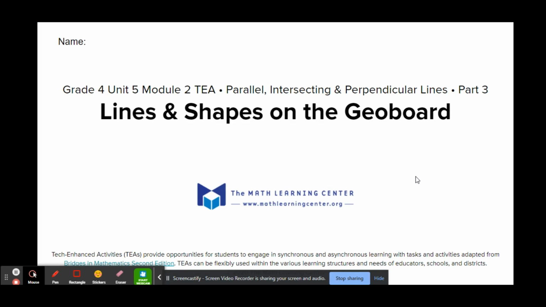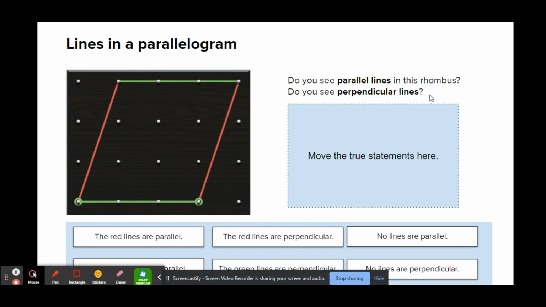So that brings us to our assignment for today. Lines and shapes on the Geoboard. It says we've got a parallelogram here. Do you see parallel lines in this rhombus? Do you see perpendicular lines? So down at the bottom, you're going to pull up any of the true statements. So one of them says the red lines are parallel. Well, that's true. Red lines are running parallel to each other.